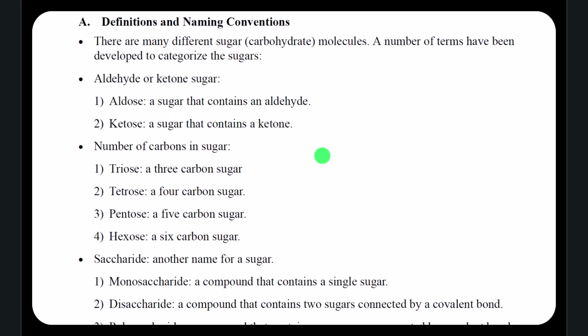Similarly, we can characterize the different carbohydrates according to the number of carbons in the chain. Some of the more important ones are triose, which is a 3-carbon sugar, tetrose, a 4-carbon sugar, pentose, a 5-carbon sugar, and hexose, a 6-carbon sugar. Most of the biologically important sugars are one of these 4 types of sugars.